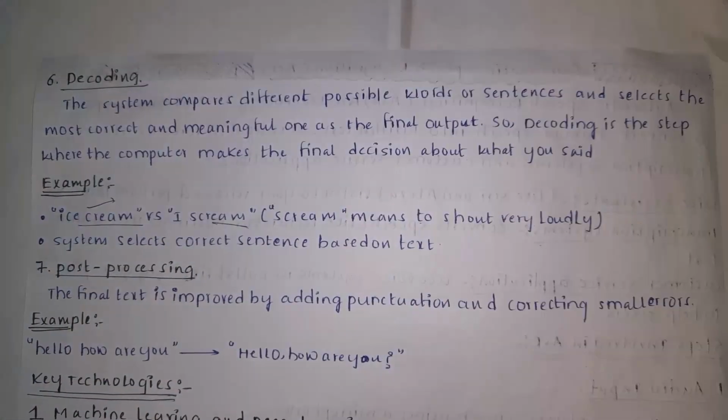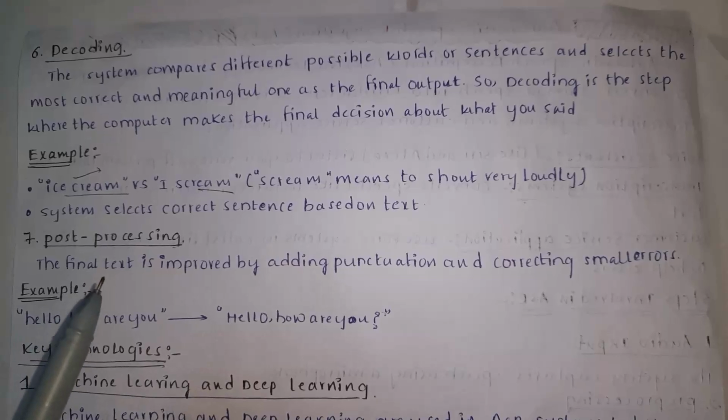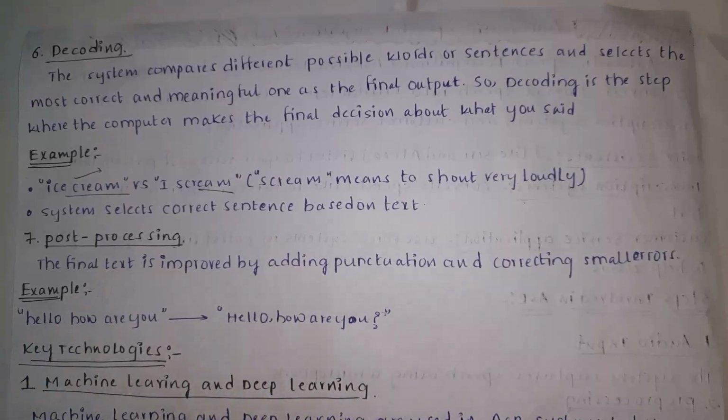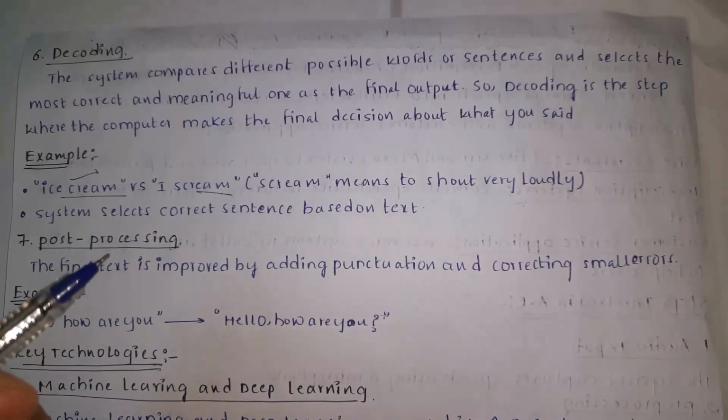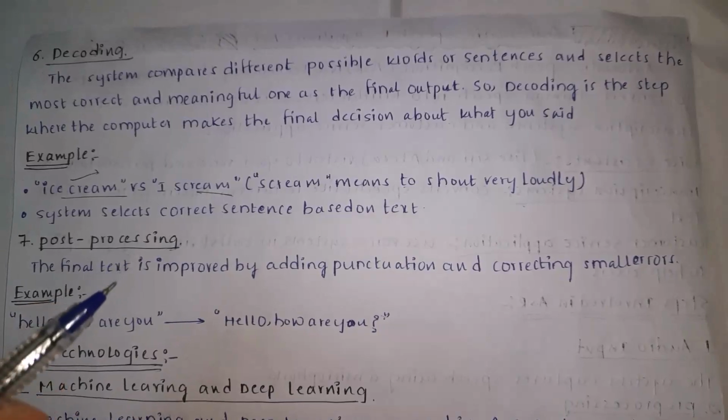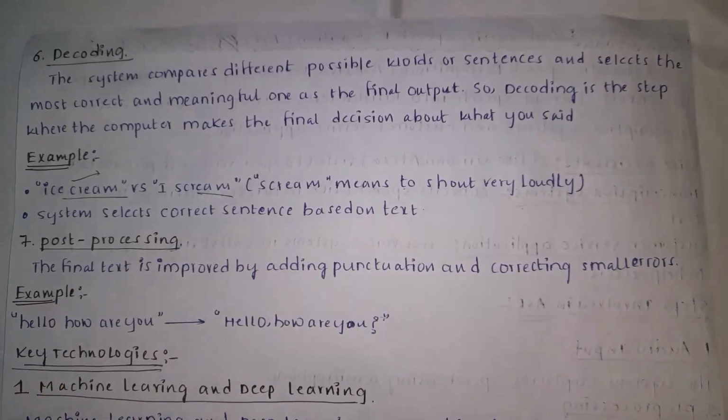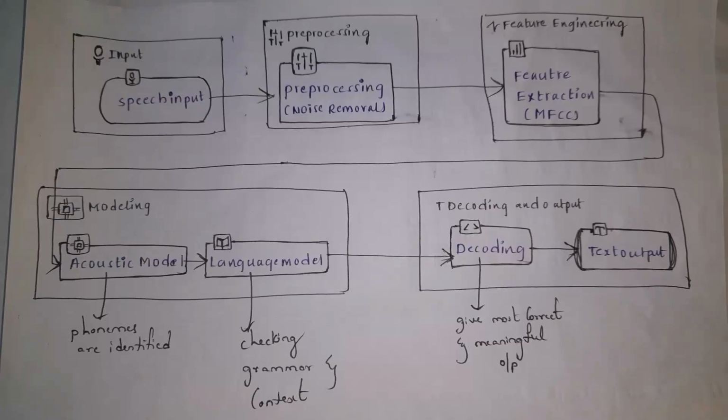And the last stage is post-processing. In this step, the system will add punctuation if required. For example, whenever I speak hello, how are you, the system will automatically generate text like hello, comma, how are you, question mark. So all these are the various steps that an automatic speech recognition system will use in order to convert our speech into text. Guys, you can draw this diagram in exam.